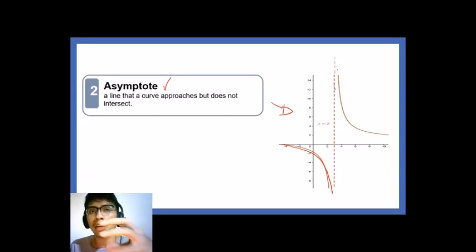And that line where the curve will keep on approaching but does not touch, that is what you call asymptote.